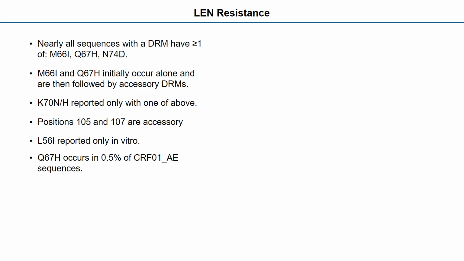Mutations at positions 105 and 107 behave as accessory changes, while the highly potent mutation L56I has only been identified in vitro. In ART-naive patients, these mutations are very rare, occurring in fewer than 1 in 1,000 patients, although Q67H has a slightly higher natural prevalence of about 0.5% in CRF01_AE viruses.